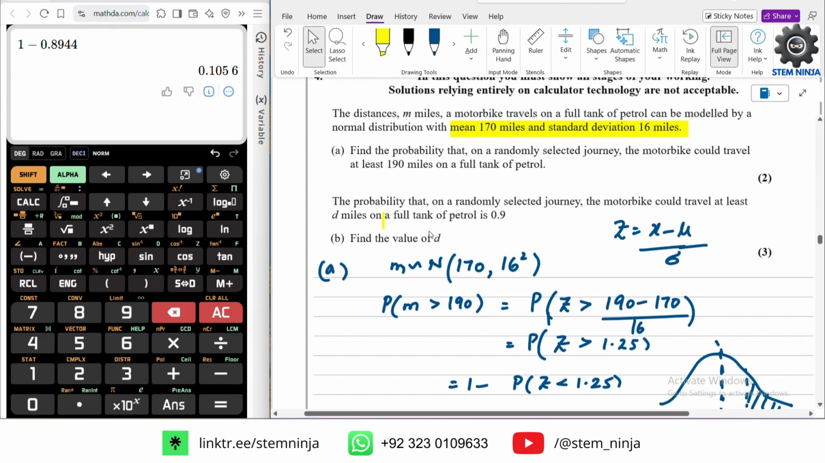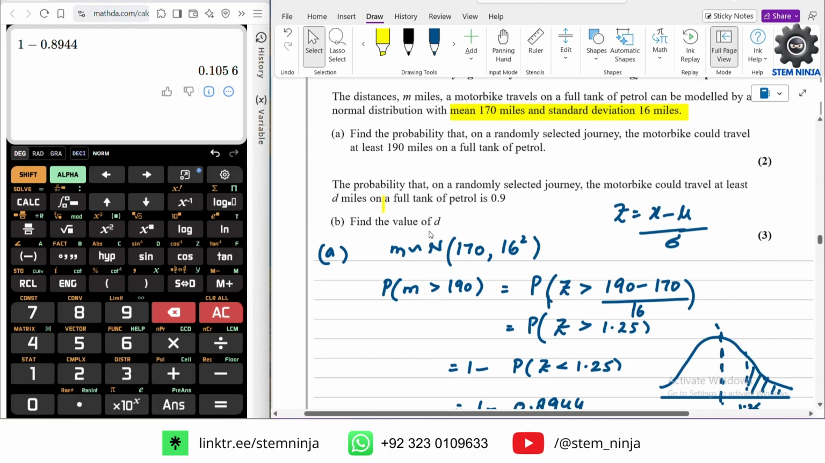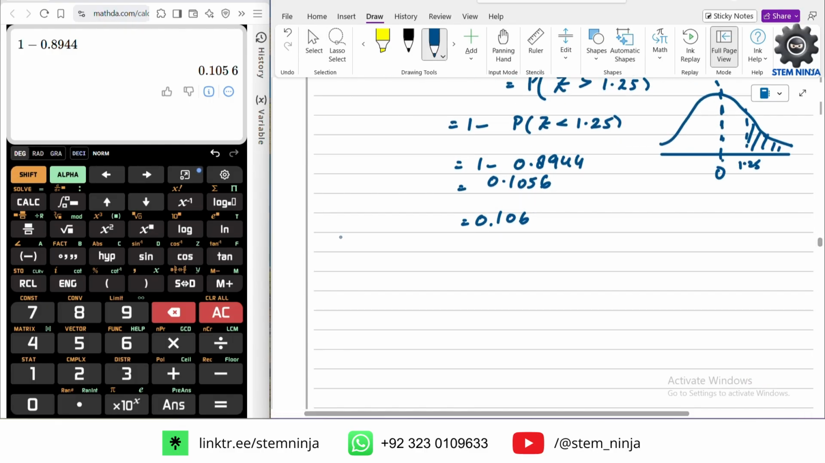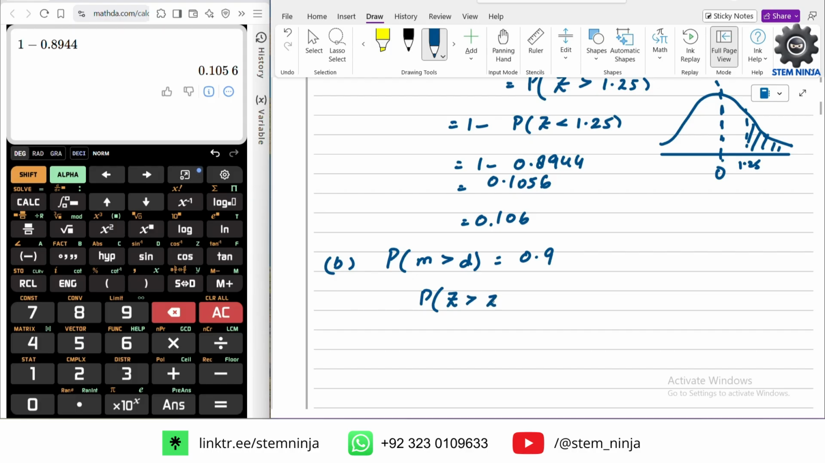Right, okay. The probability that on a randomly selected journey the motorbike could travel at least d miles on a full tank of petrol is 0.9. That means still greater than that. Find the value of d. Okay. So the probability that M is greater than d is 0.9. So first let's figure out what z value it corresponds to.